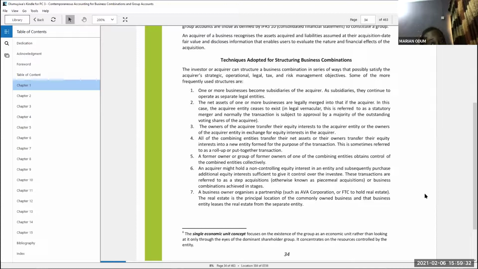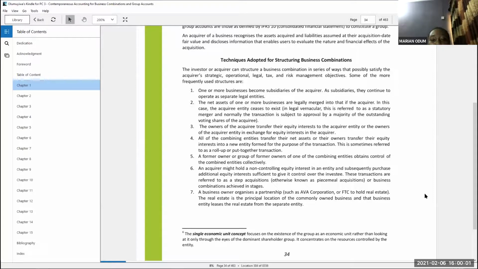3, the owners of the acquiree transfer their equity interest to the acquirer entity, or the owners of the acquirer entity, in exchange for equity interest in the acquirer. 4, all of the combining entities transfer their net assets, or their owners transfer their equity interest, into a new entity formed for the purpose of the transaction. This is sometimes referred to as a roll-up or put-together transaction.